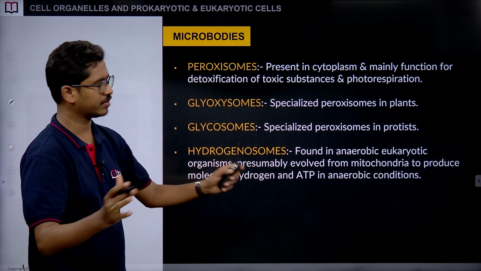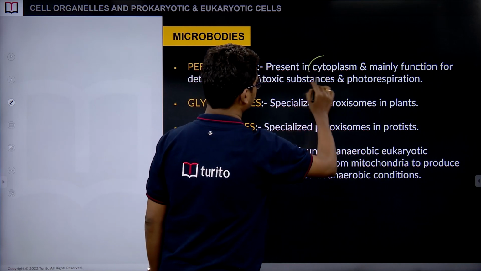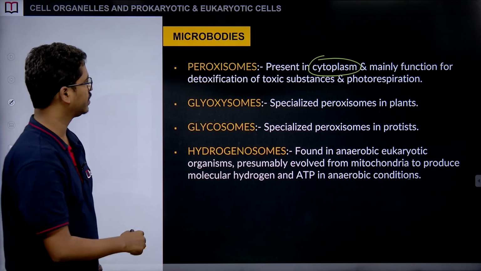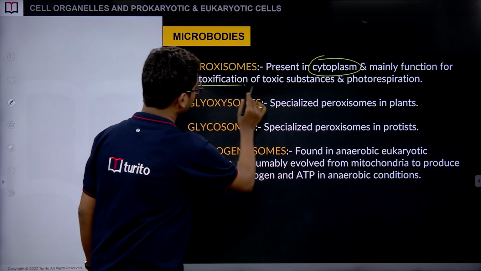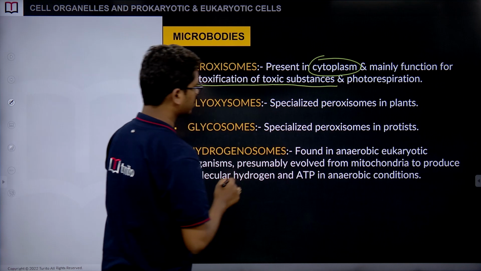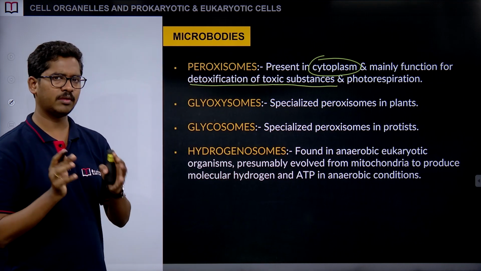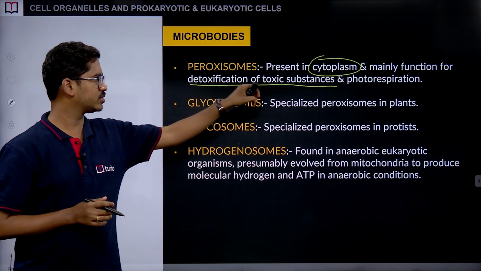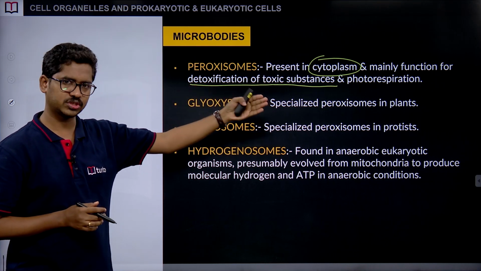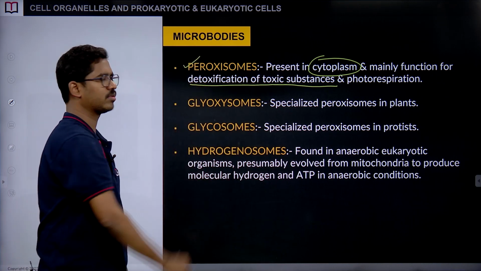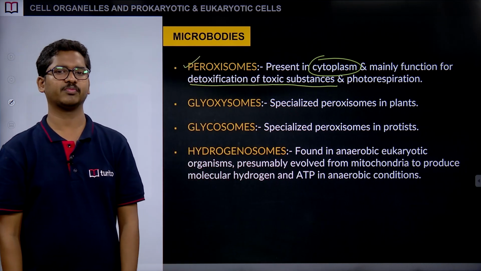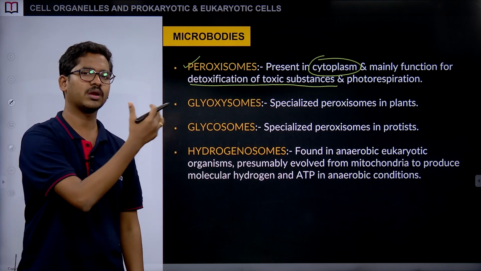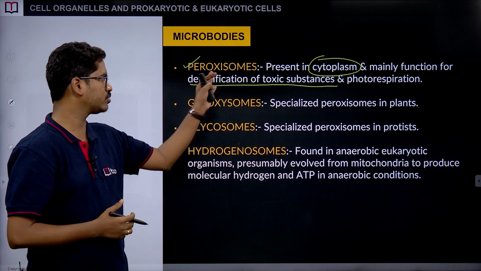Peroxisomes are mainly present in the cytoplasm, and they have an important function. If you remember something, you can link it with something. Detoxification of toxic substances. Now, children, tell me, from where did we get this detoxification of substances as a function performed by peroxisomes? Any guesses? Someone else was doing that, right? Some other organelle in the cell was doing that function, but this one is doing it now.